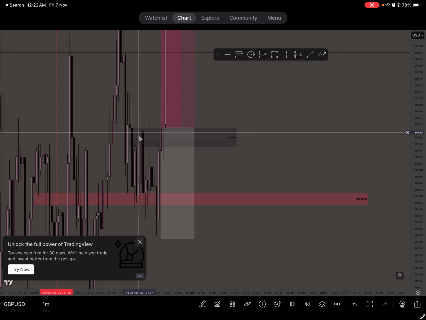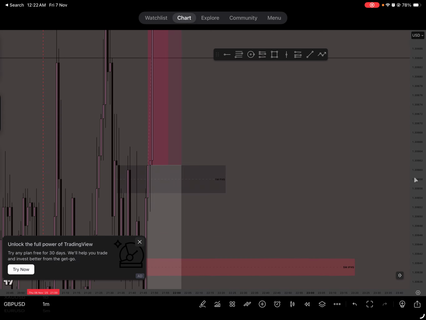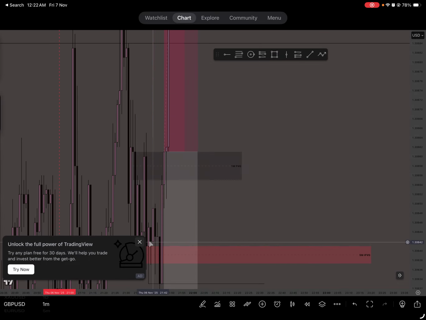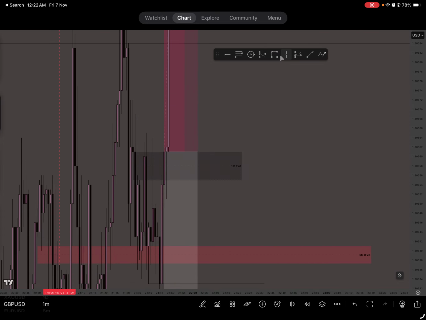So once we get that closure above, this is super important. Once you see that liquidity sweep and that instant displacement, you're already in a good position to take a trade, right? And we can see here, what's the time here? 9:46. So we're within the macro, right?